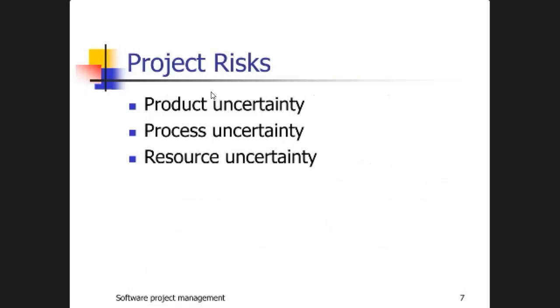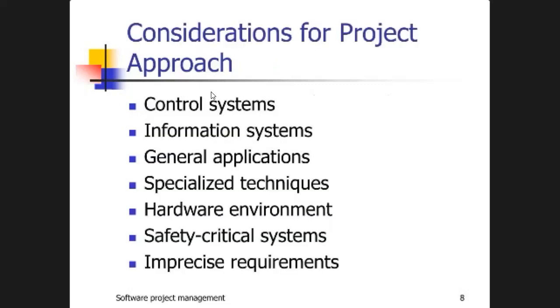Project risk: there are product uncertainty, process uncertainty, and resource uncertainty. Considerations for project approach: control system, information system, general applications, specialized techniques, hardware environment, safety critical system, and emphasize requirements.